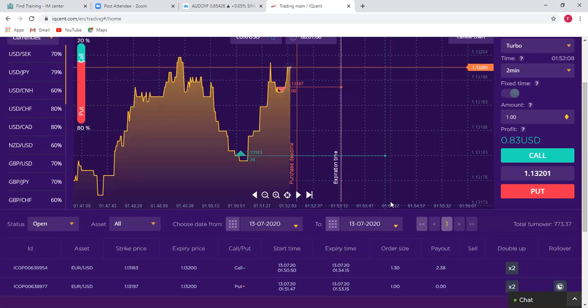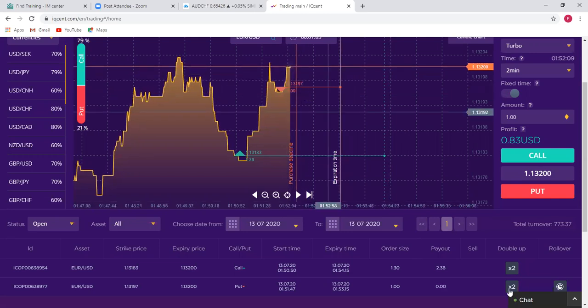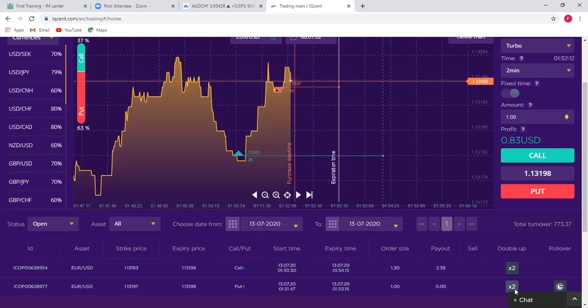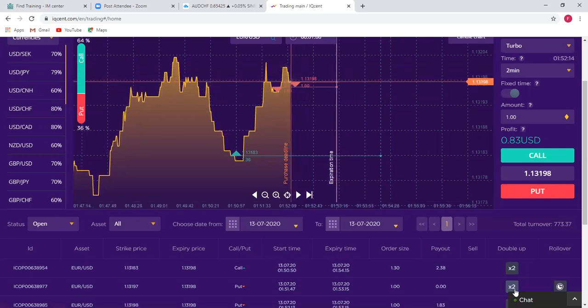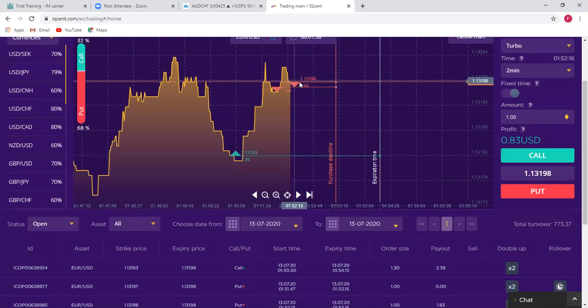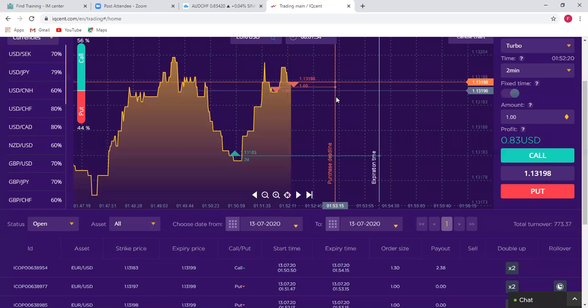So now, how do I double up? Immediately I click the double up. Look at what happens. Oh shit, this thing came close. All right, you can see double up opened another position for me with the same expiry time. That's how double up actually works.